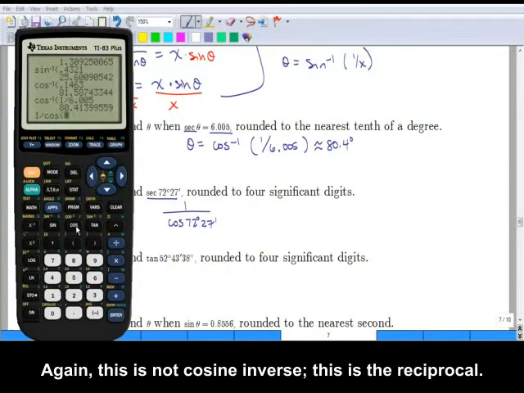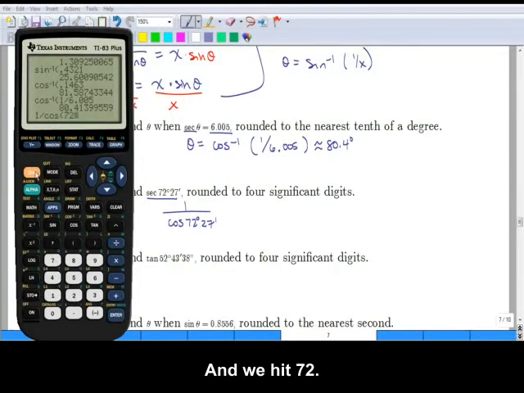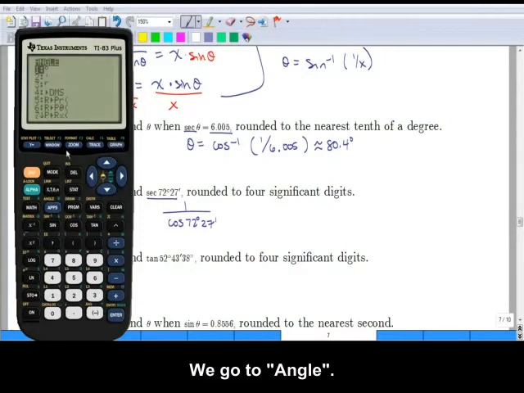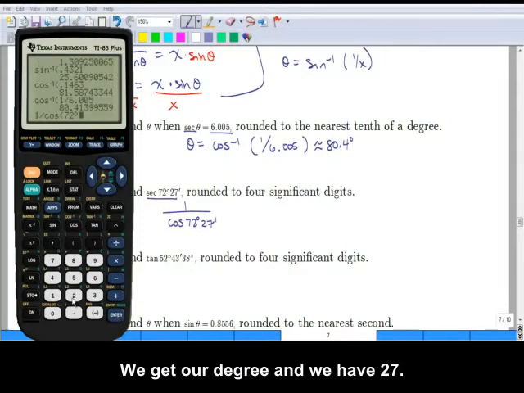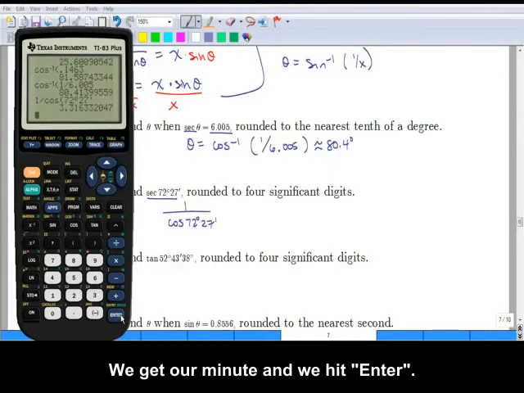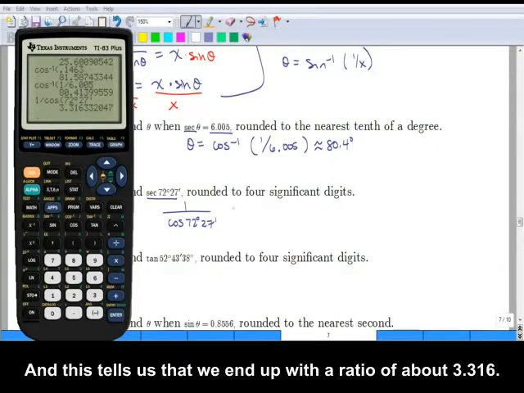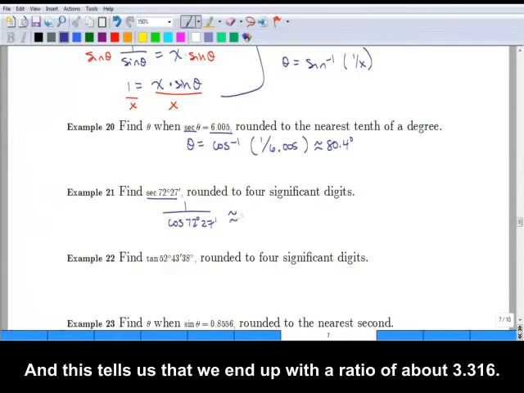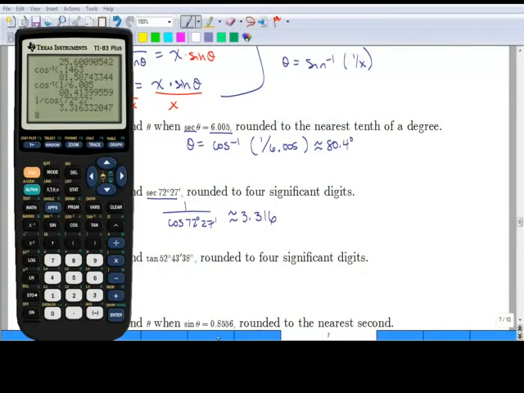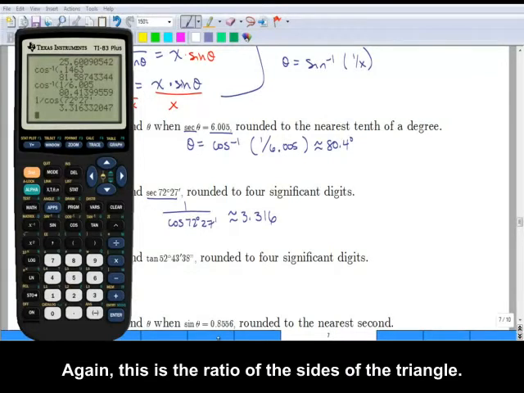So again, if we go to our calculator, we can say 1 divided by cosine. Again, this is not cosine inverse, this is the reciprocal. And we hit 72, we go to angle, we get our degree, then we have 27, we go back to angle, we get our minute, and we hit enter. And this tells us that we end up with a ratio of about 3.316. Again, this is the ratio of the sides of the triangle.